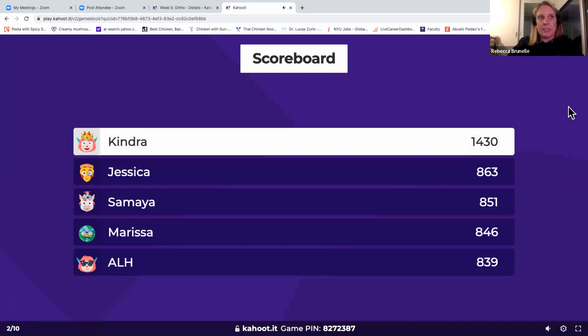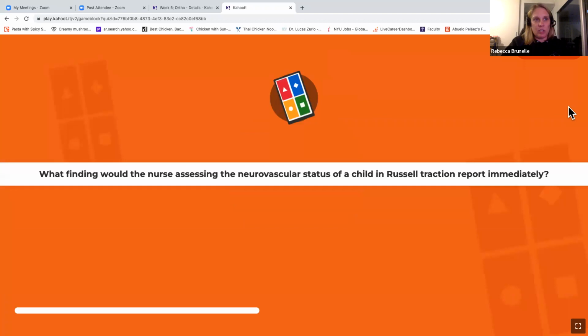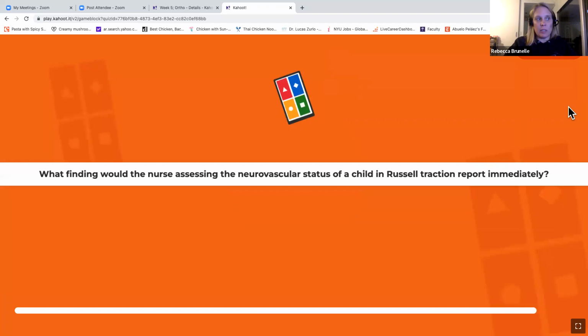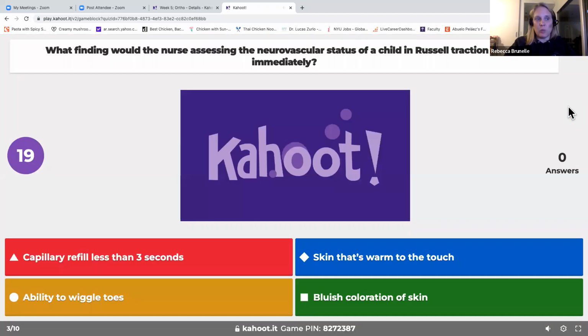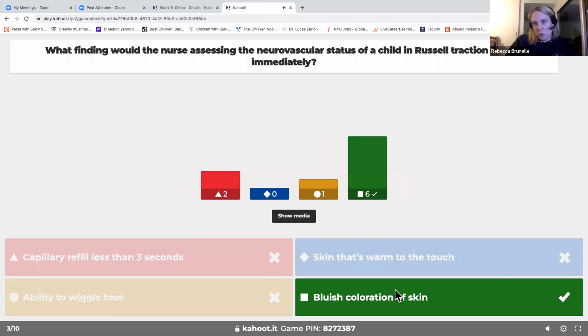What finding would the nurse assessing the neurovascular status of a child in Russell's traction report immediately? Capillary refill less than 3 seconds, ability to wiggle toes, skin that's warm to the touch, or bluish coloration of the skin. Very good. So this is the one that you're worried about. They should be able to wiggle their toes. You don't want them to have decreased movement of their toes. So you would be worried about their perfusion if they had the bluish coloration of their skin.